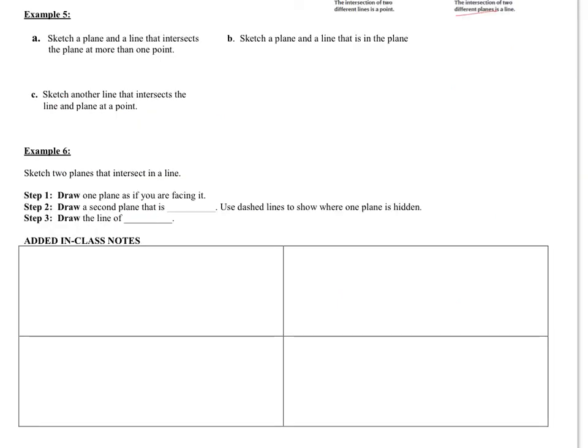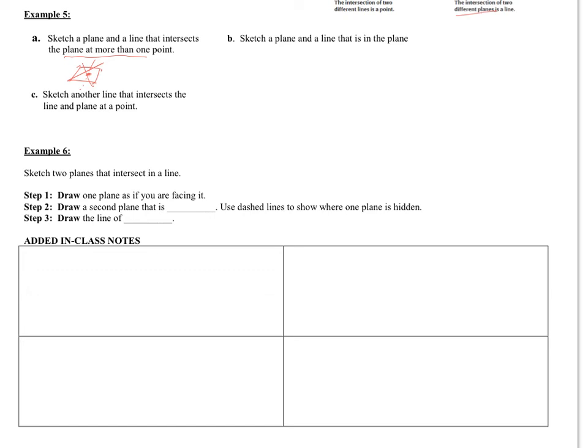Okay, let's do a little bit more sketching here. Sketch a plane and a line that intersects the plane at more than one point. So if we look at a plane here, and if we want this line to intersect this plane, well, it's going to only intersect at one point, so this is kind of impossible. So we can move on to the next one.